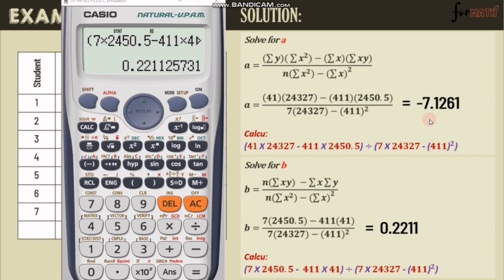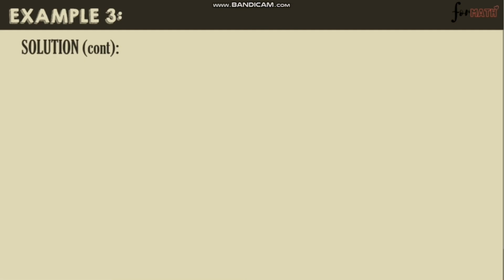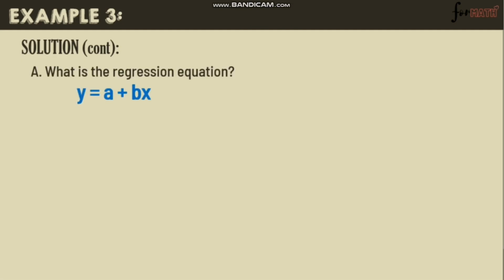Okay, so now that we have our value of A and B, kunin naman natin yung regression equation. We have the pattern Y equals A plus BX. So palitan lang natin yung A ng negative 7.1261 and yung B ay 0.2211. Okay, so yan po yung ating regression equation.